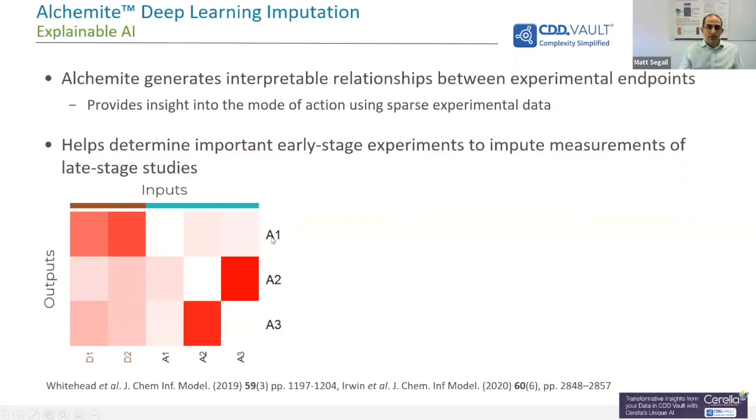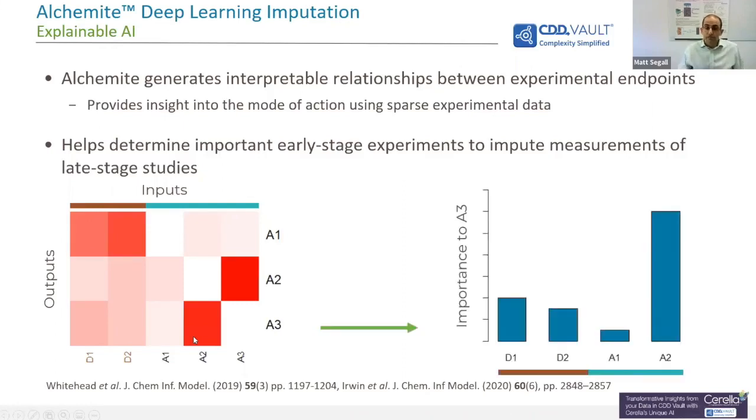And what you can see is for assay A1 here, the most important inputs are these descriptors. So we can understand those structural features contributing to that prediction. Whereas for assays A2 and A3, the strongest contributors are actually the other assays as well. And so actually there's a strong relationship between those experimental endpoints that tells us a lot of information. For example, it can provide insight into the mode of action, if you're relating a downstream experimental endpoint like a phenotypic result or even in vivo efficacy back to earlier measurements like target activities and so on.